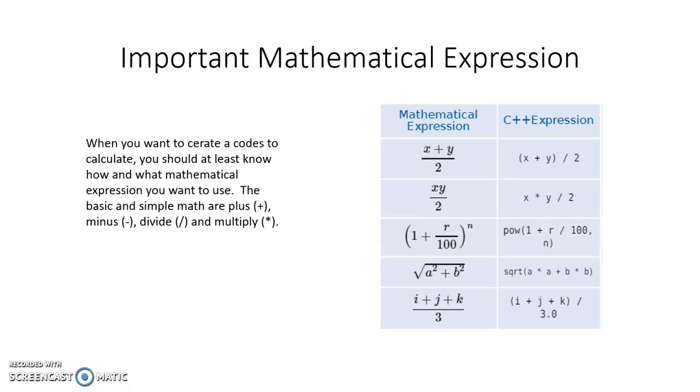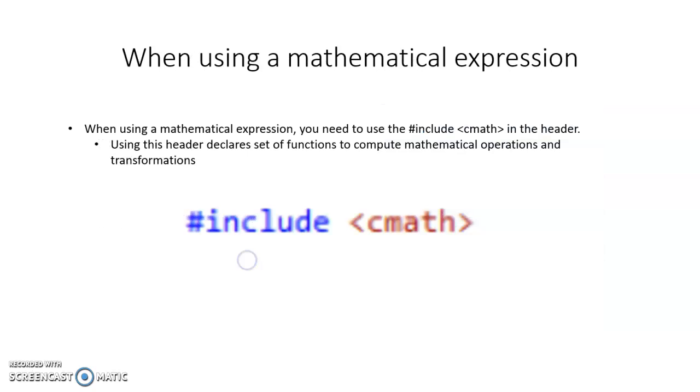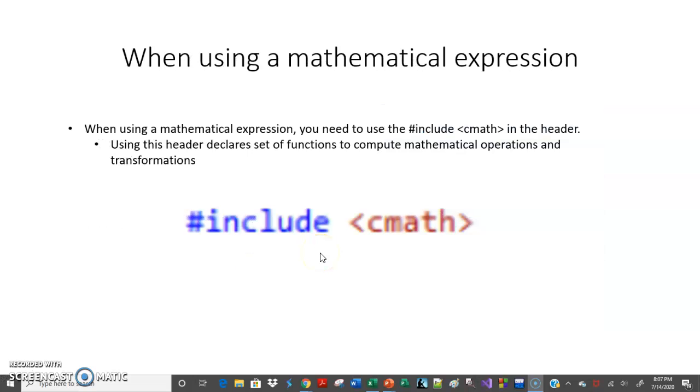In C++, you need to know your basic plus, minus, division, and multiplication symbols. Those symbols are very important because in order to calculate, you need those mathematical expressions. When using mathematical expressions, you need to include #include <cmath> in your header. Using this header declares a set of functions to compute your mathematical operations and transformations.